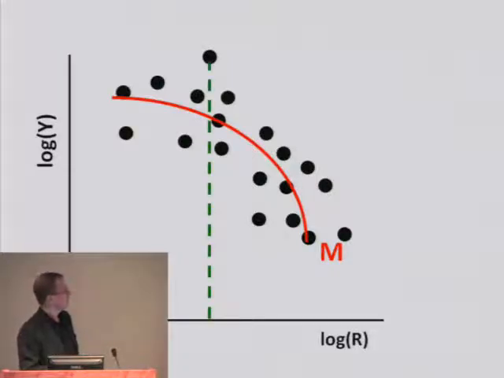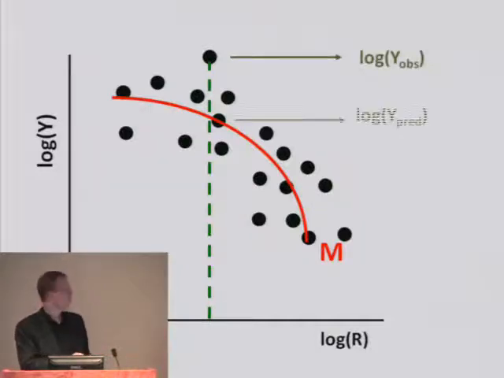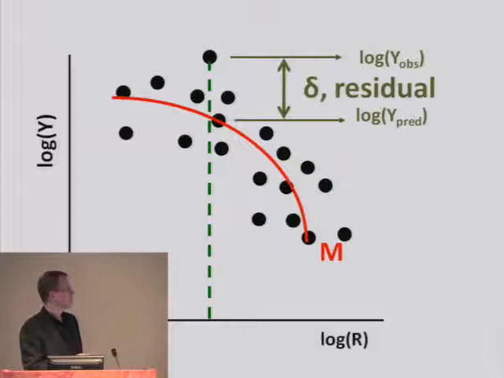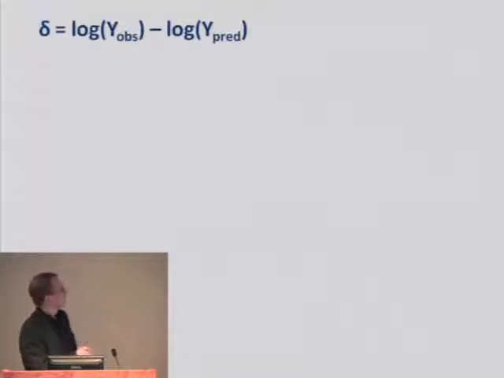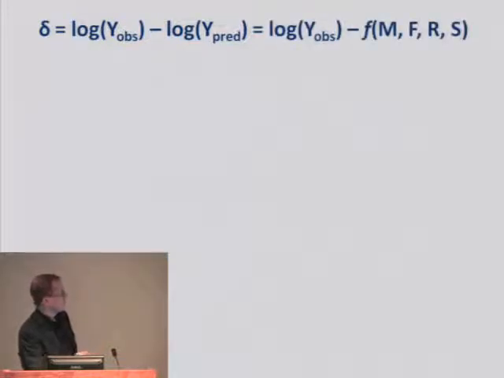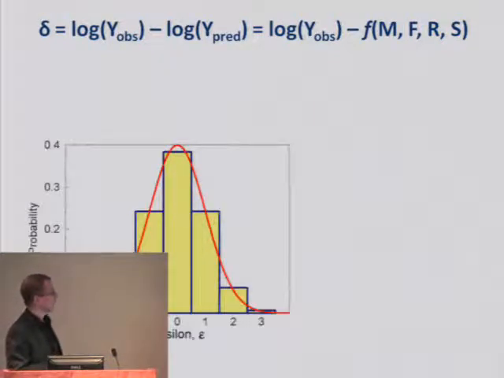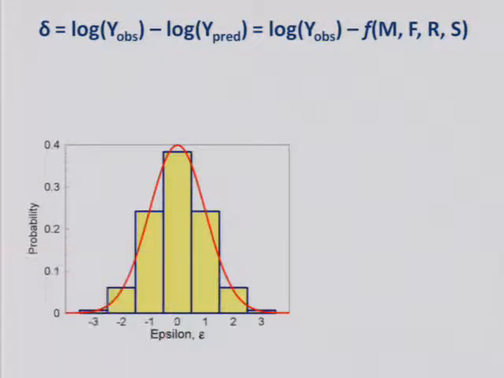So if we look at any individual data point, like this one here, that's the observed value, and corresponding at the same distance and magnitude, we'll have a predicted value, and we characterize the difference between them as a residual delta. And the delta is therefore defined as the difference in the logarithms, which can be restated in that way. And the reason we do everything in logarithmic space is it's generally been found that these logarithmic residuals conform to a normal or Gaussian distribution, as you can see here, which is characterized by a standard deviation.